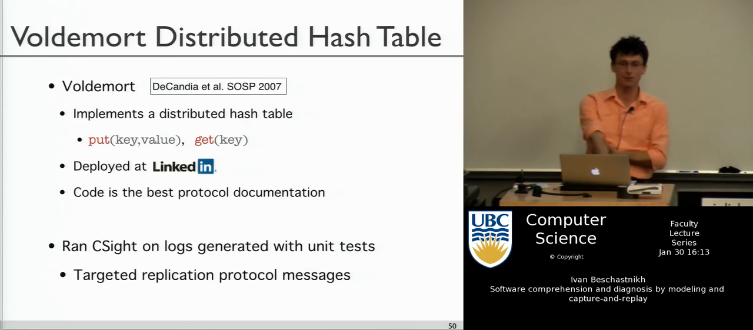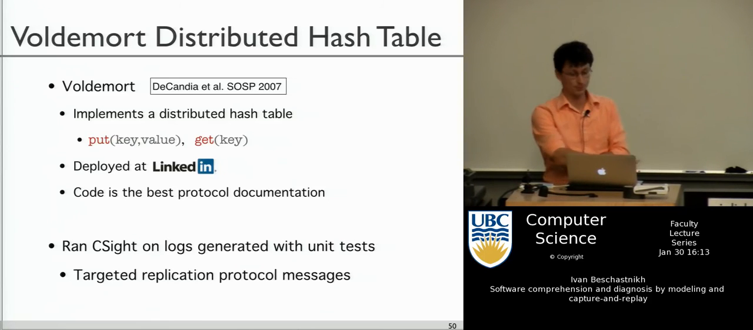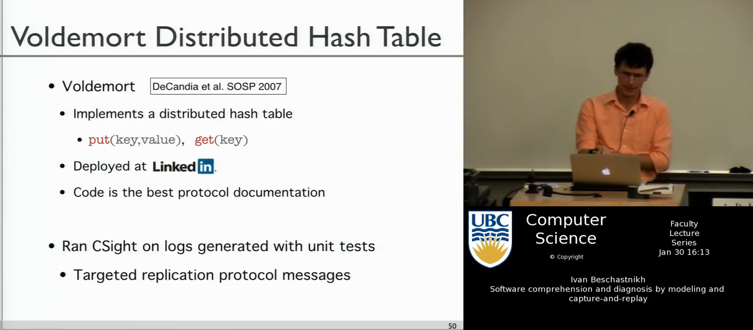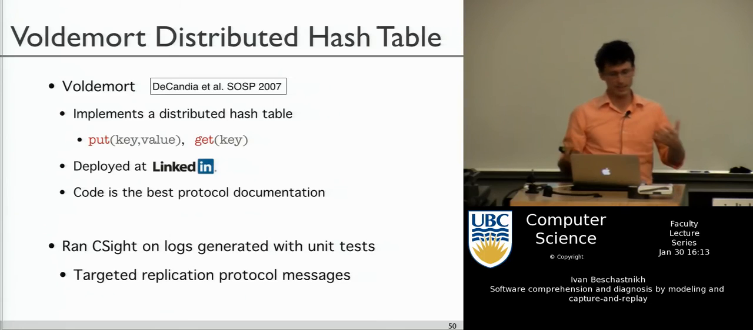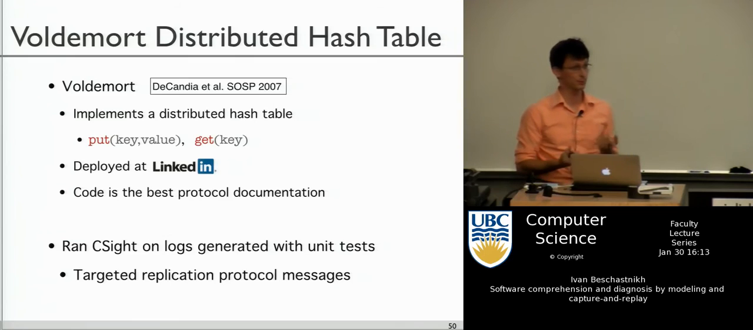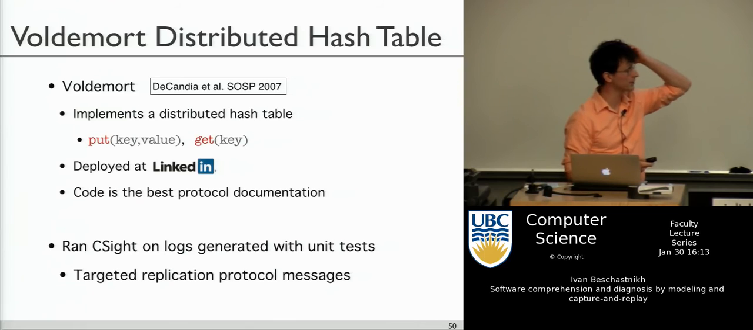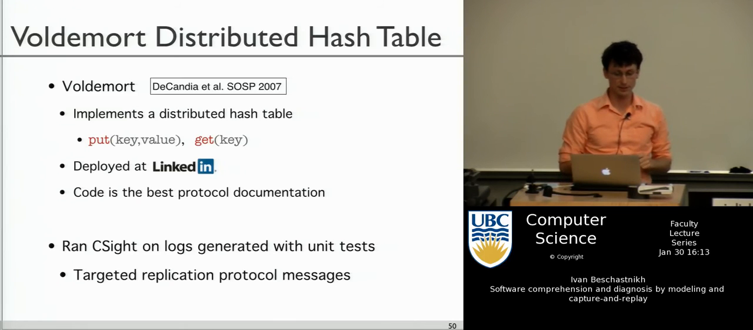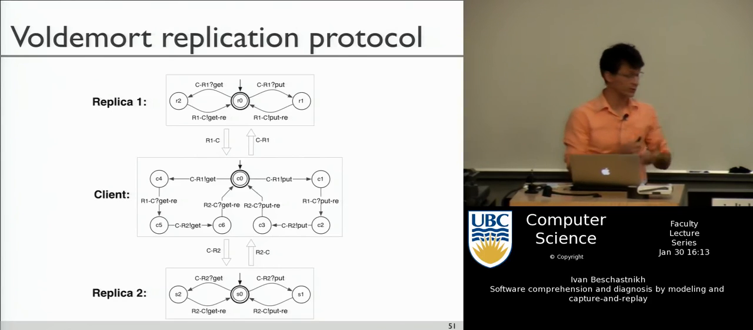To give you one example of a system that we've applied CSight to, here's Voldemort, which is a distributed hash table. It's a system that's used at LinkedIn. It's open source. You can download it. A distributed hash table essentially supports two high-level operations. You can assign some value to a key, and you can request the value for a key. That's put and get. We ran CSight on logs generated with unit tests, and the resulting model models the replication protocol for Voldemort.